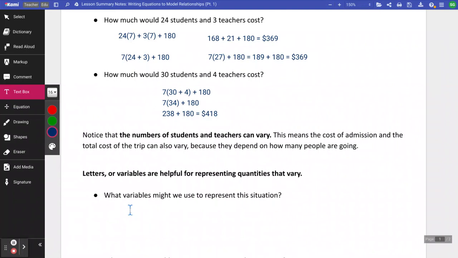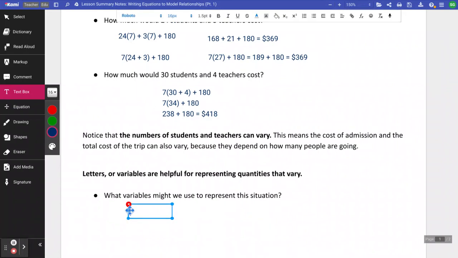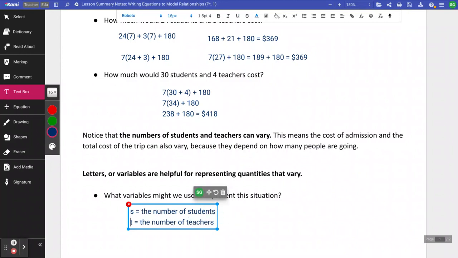Well, my variables are going to be the 2 things that we said are varying or changing in this. Those 2 things are going to be the number of students and the number of teachers going. So I might use S to represent the number of students, and I might use T to represent the number of teachers going on the trip. And you can make it even more specific by saying the number of students going on the trip and the number of teachers going on the trip. Notice for my variables, when I'm defining them like this, I'm not just saying S as students. We want these definitions to be as specific as possible.